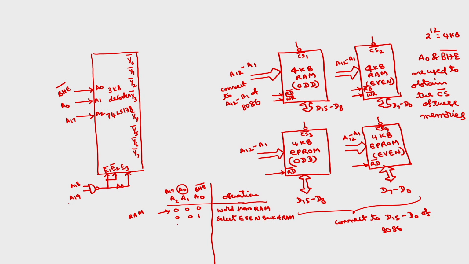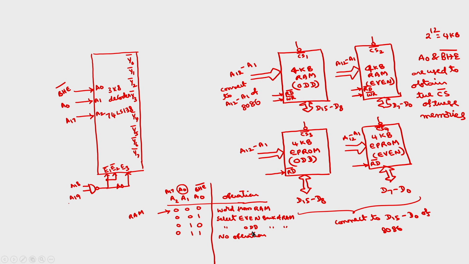Fine. Then 0 1 0. Now BHE bar is 0 means bus high enable is 0, A0 is 1 means odd bank, A2 is 0, so RAM. So select odd bank from RAM only. 0 1 1, this is no operation because both A0 and BHE bar are disabled, so not at all selected. So this will not be allowed.